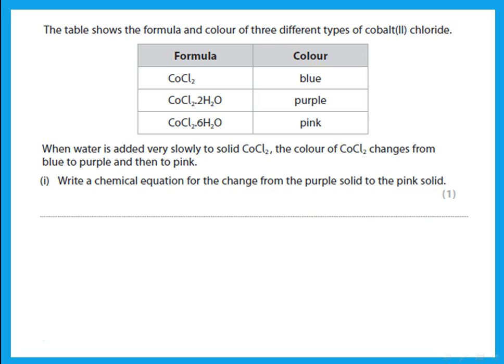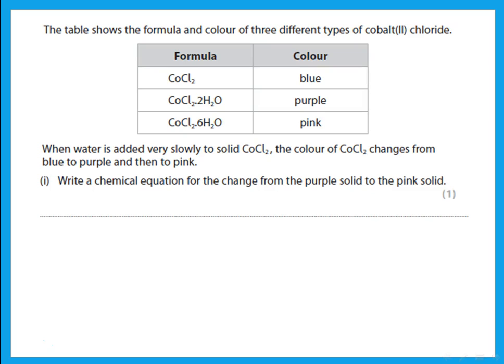This other question says the table shows the formula and color of 3 different types of cobalt-2 chloride. So he has a cobalt-2 chloride that is blue, a cobalt-2 chloride with 2 water of crystallization, that's purple, a cobalt-2 chloride with 6 water, which is pink. Now, when water is added very slowly to the solid CoCl2, the color changes from blue to purple and then pink. First of all, write a chemical equation for the change from purple to pink.